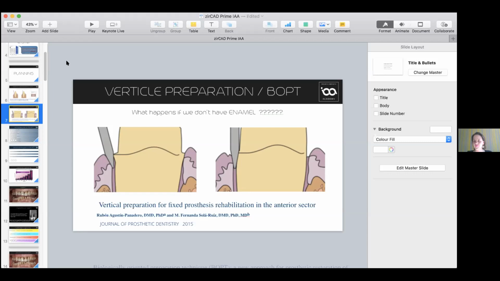And obviously when we're removing cement, we know not to wait for resin or resin-modified glass ionomers to get 100% hard, because once it's 100% hard, those things are difficult to remove. So it's key that when we cement in, we remove the cements before they get totally hard.